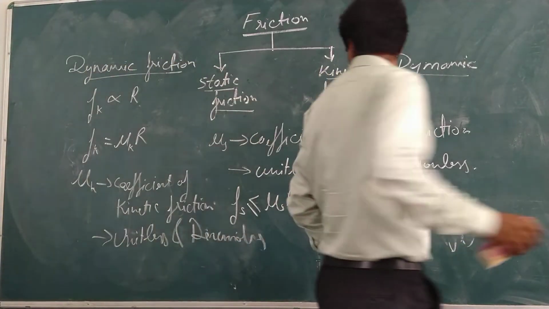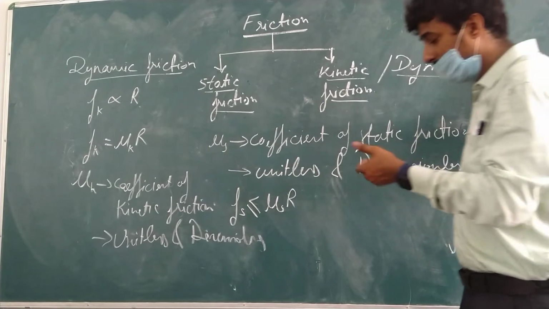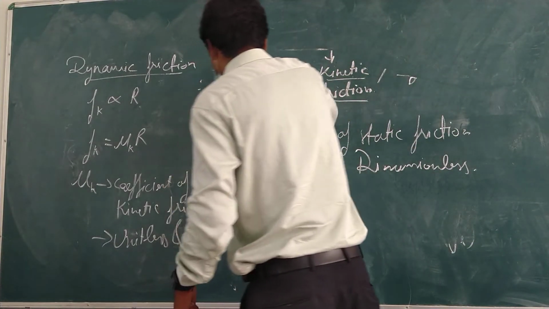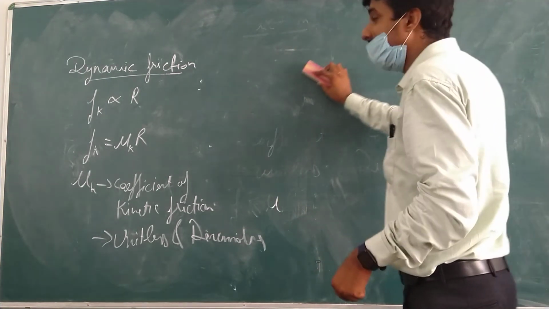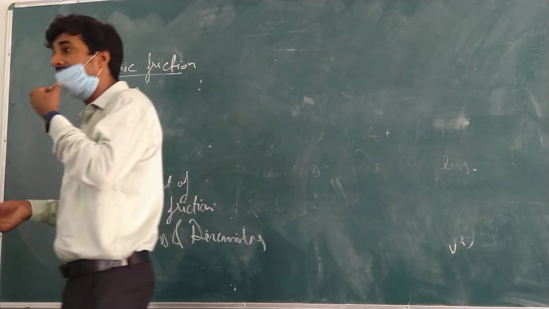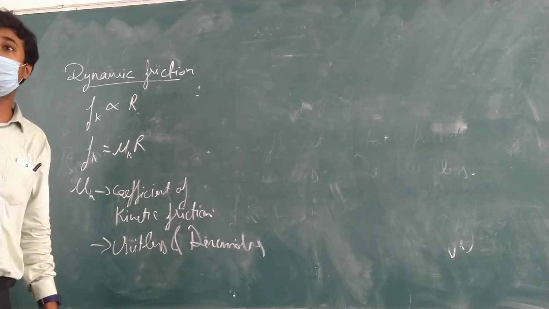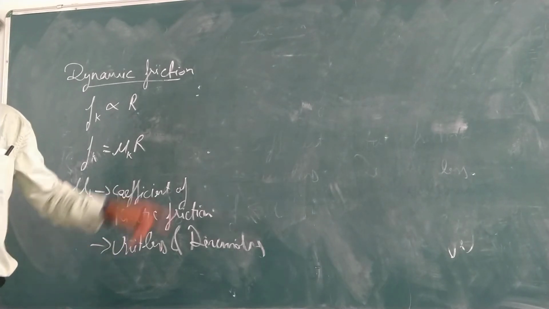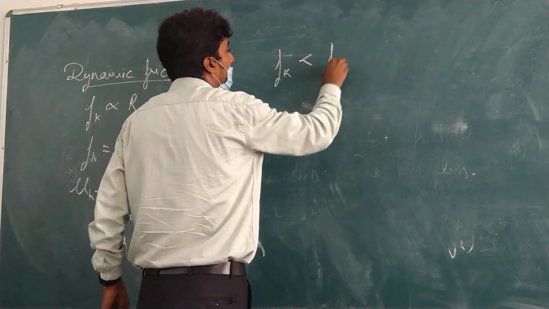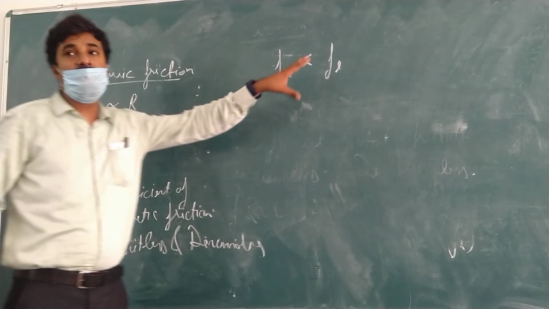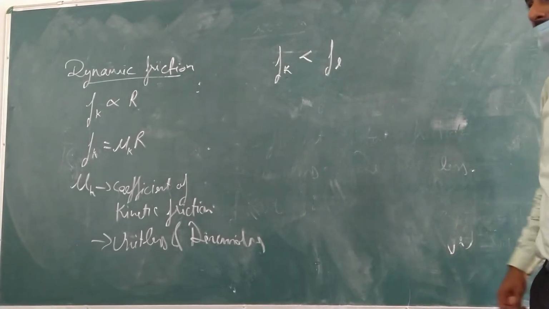So one important note here is that kinetic friction is always smaller than limiting friction, not static friction. If you use static friction, sometimes the value of static friction is smaller; the value of static friction can be 0 also. But it is always smaller than limiting friction. The value of kinetic friction, Fk, is always smaller than Fl. Limiting friction is always greater than kinetic friction. Any doubts still here?